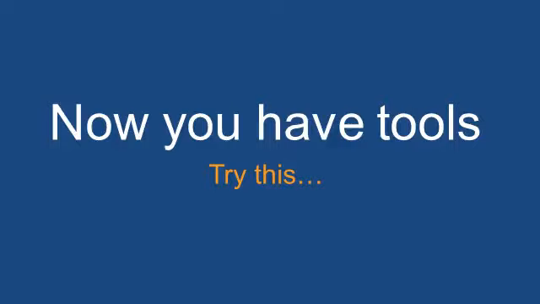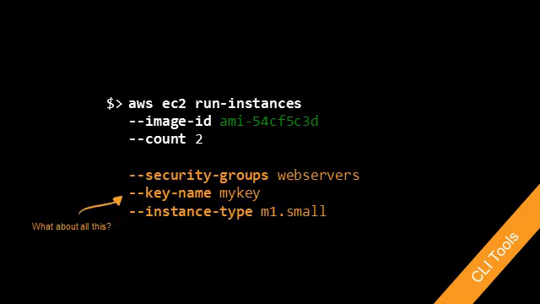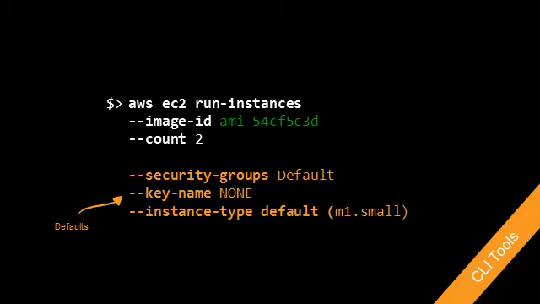So now you've got those tools, you can try two different things. You can run instances with a reduced set of parameters. So in this particular example, we're issuing that run instances command to start two instances of that particular image type, but we're omitting the security groups, the key name, and the instance type. And what happens is those are set to default. So the security groups will be set to default. The instance type will be set to the M1 small type, as that's the default in this particular account. And the key name will be set to none.